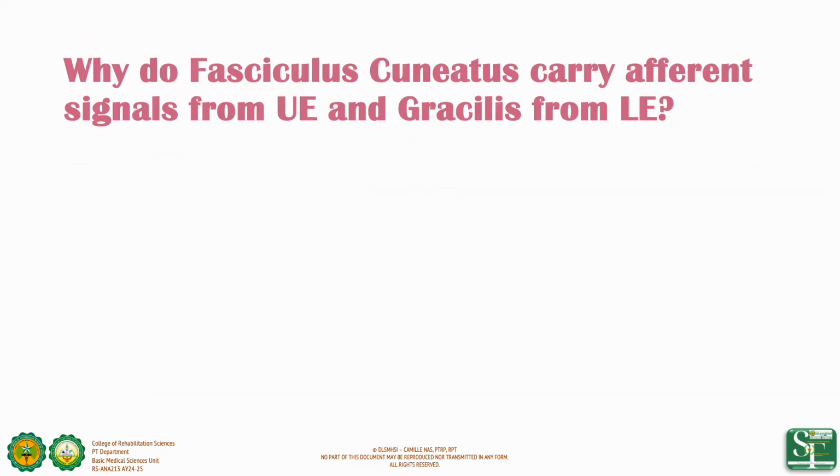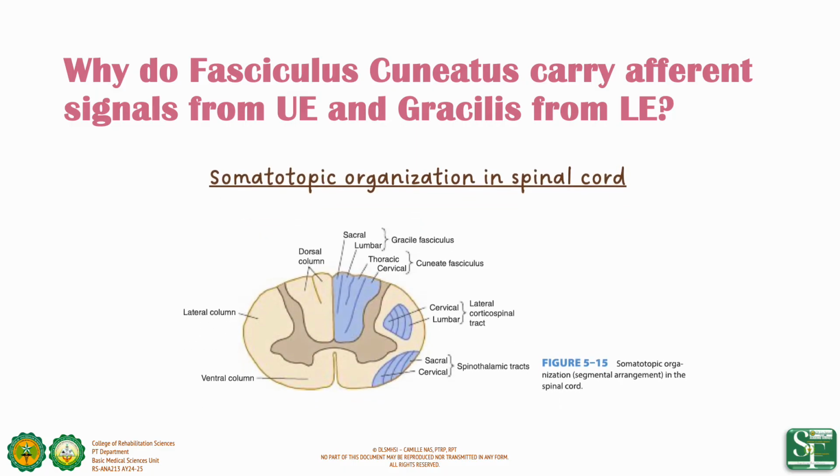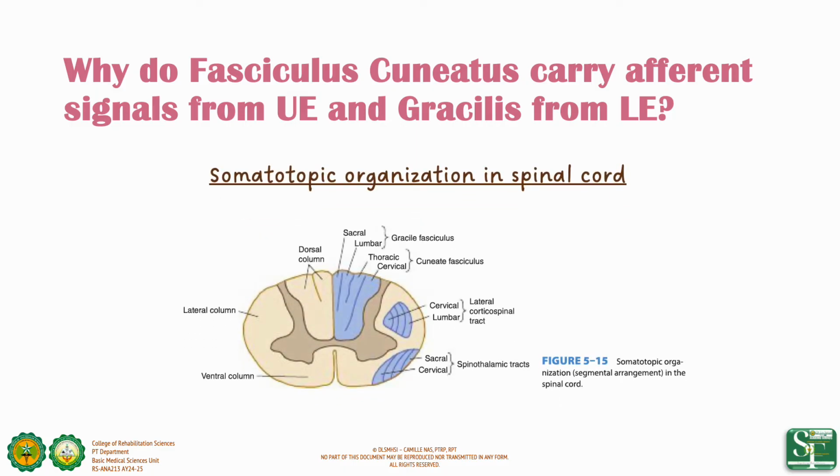Alright, so now let's answer this one. Why do fasciculus cuneatus carry afferent signals from the upper extremity while the gracilis is from the lower extremity? We go back to the somatotopic organization of our spinal cord, no? Wherein the periphery, okay, yung periphery o the lateral portion of the spinal cord supplies anong segment ng body natin o anong region ng body natin? The cervical and lumbar. Actually, pa lower extremity na, no?